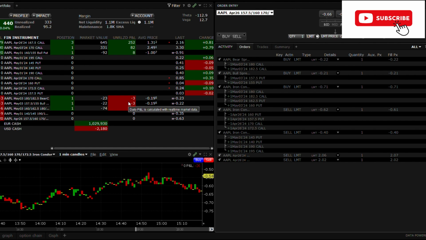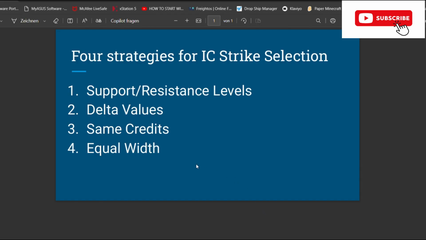So in this case, we do not have an iron condor, but the strategy is still the same. You're selling on the call side, you're selling on the put side, but we do it separately just to make sure that you have the same credit on both sides. Okay, so that's the third strategy.